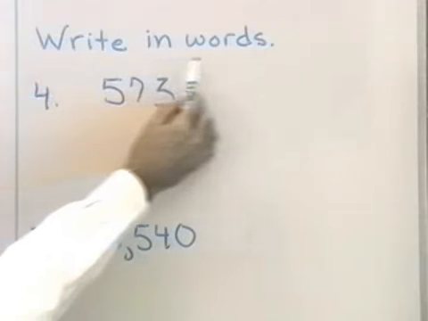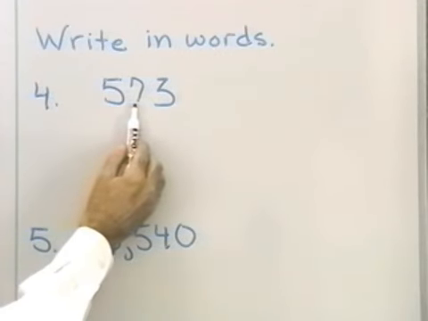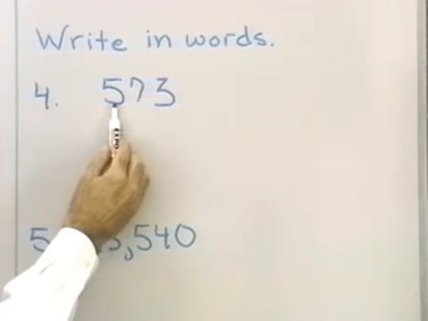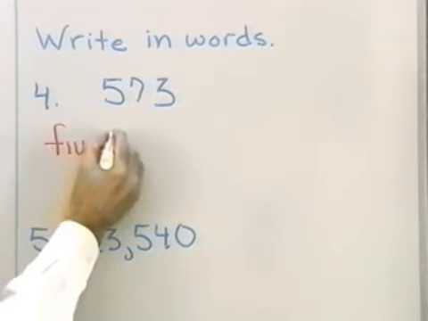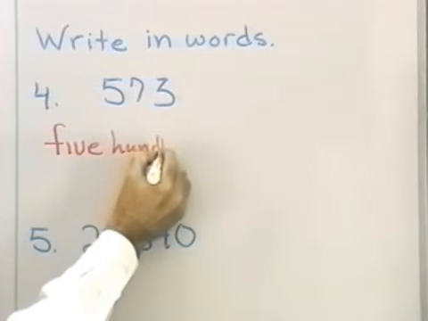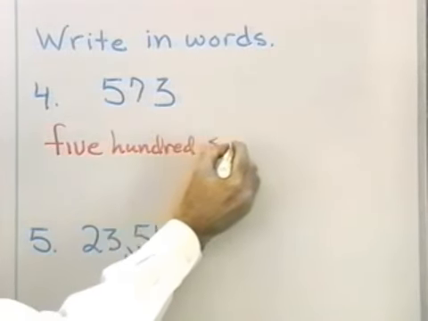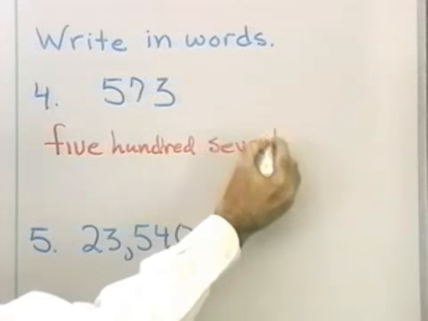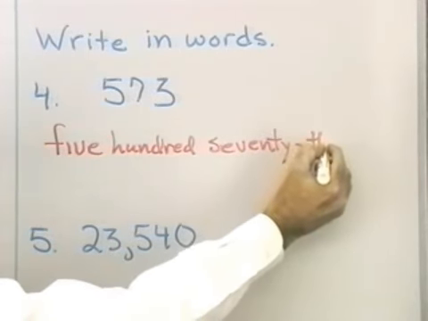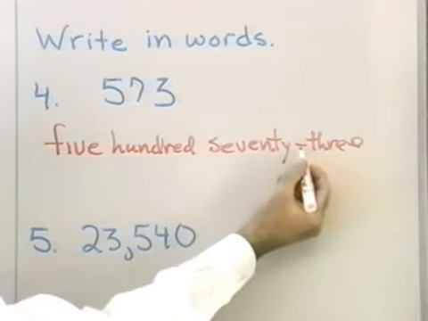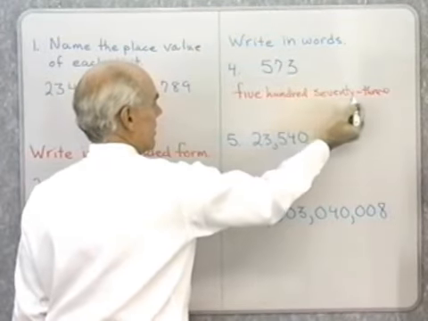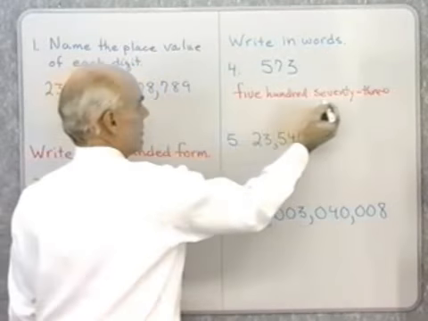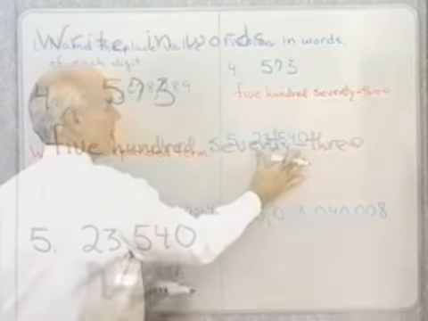I've written here, write in words, and I have the number 573. So 3 in the ones column, 7 in the tens column, 5 in the hundreds column. So I would write this as five hundred seventy-three. And notice I have a hyphen here between the 70 and the 3. So for all these numbers right here, I'm going to use a hyphen. 573.